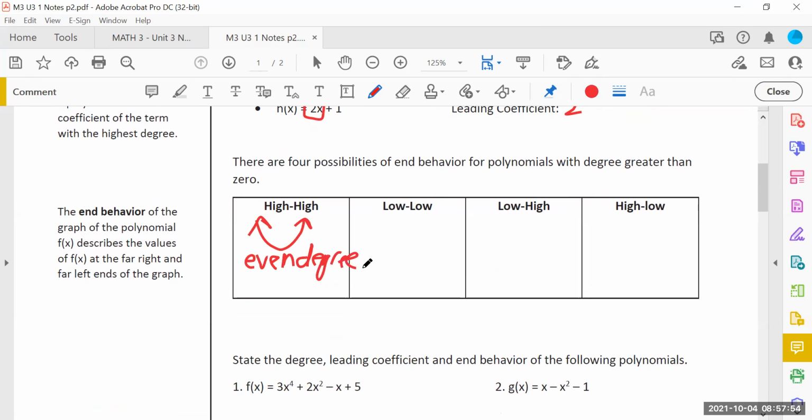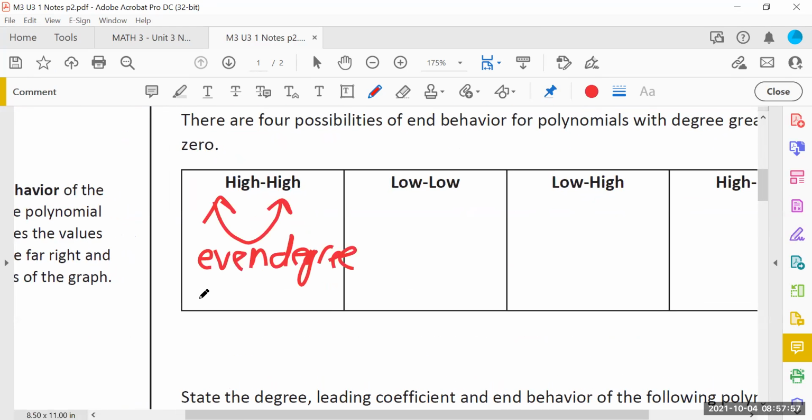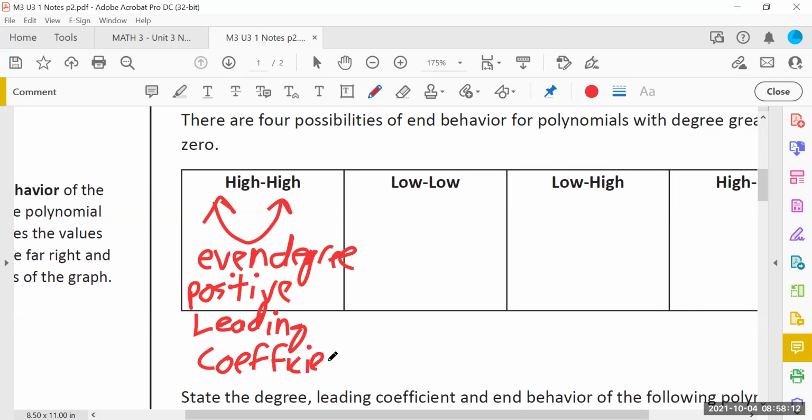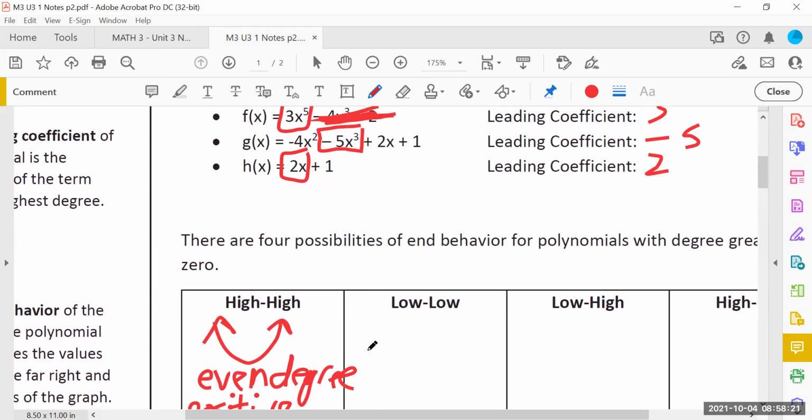Gonna have to make my pen tool a little smaller here. Even degree and a positive leading coefficient. From now on, I'm going to abbreviate leading coefficient as just LC, okay? So that leading coefficient, that was the number out in front. So find that exponent. If it's even and the leading coefficient is positive, it's going to have high, high end behavior, like a positive quadratic, right? X squared has high, high end behavior.